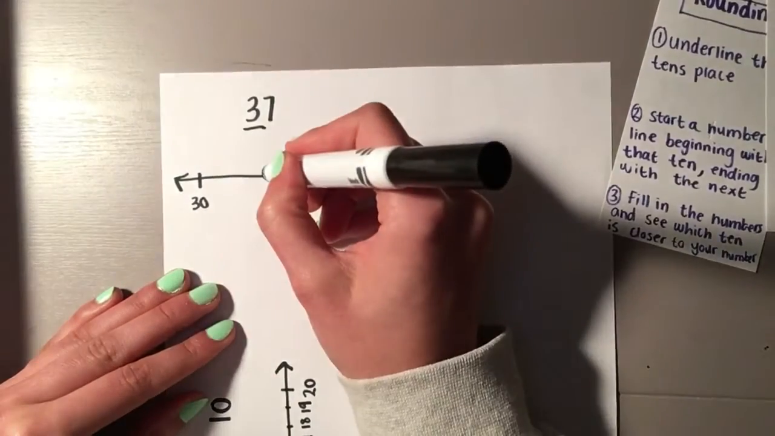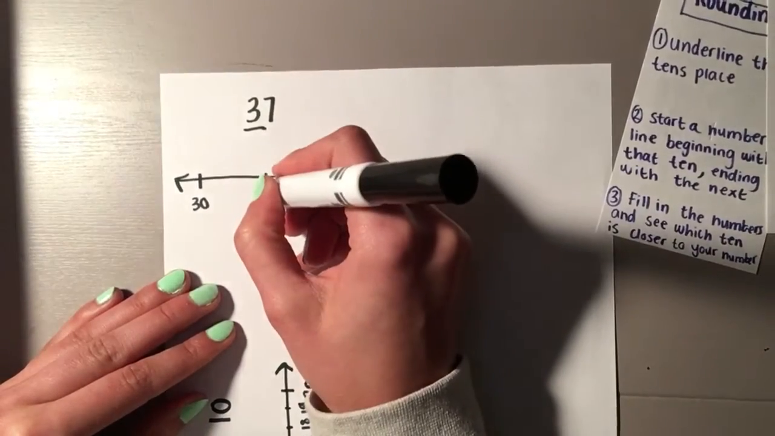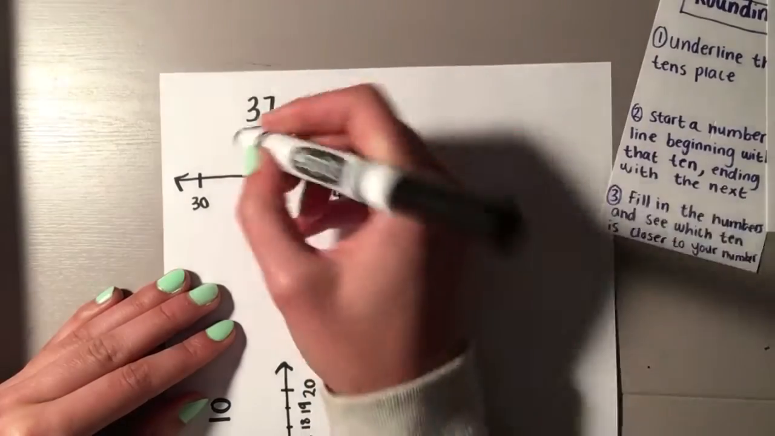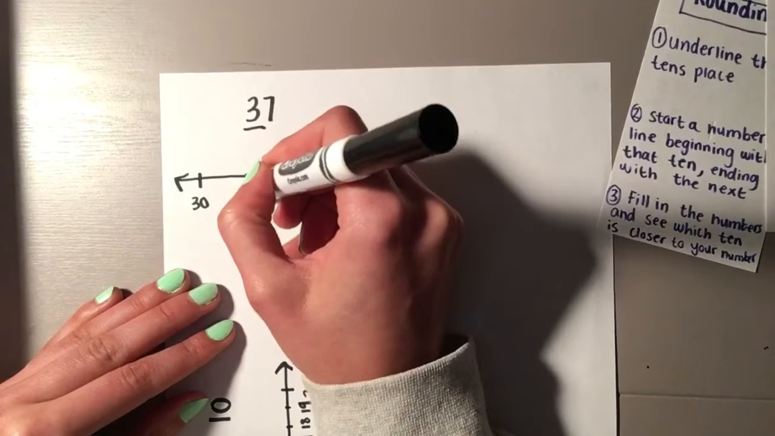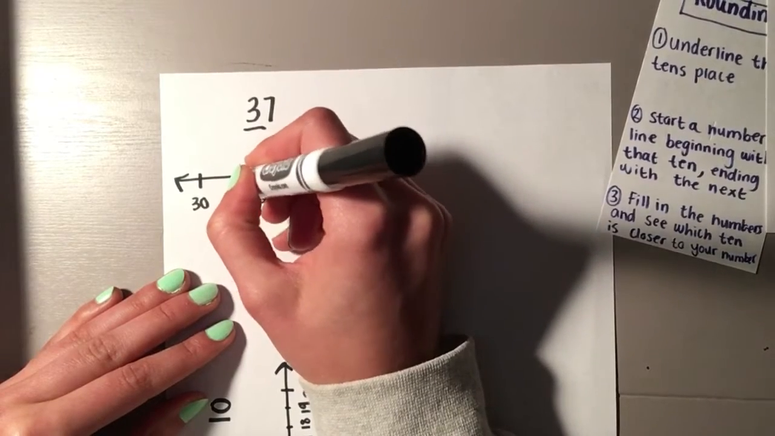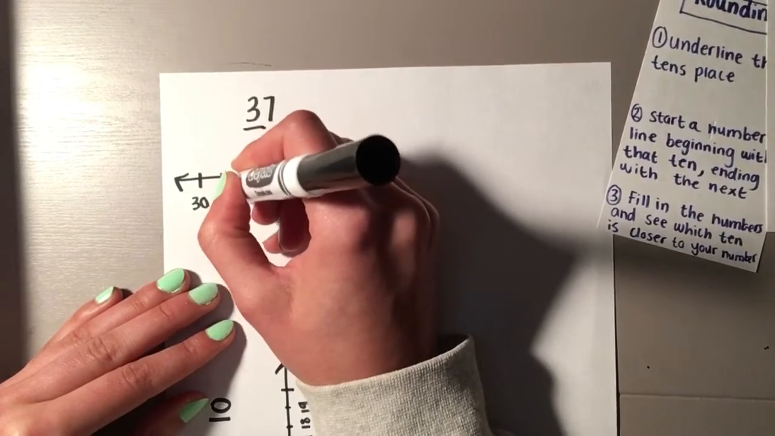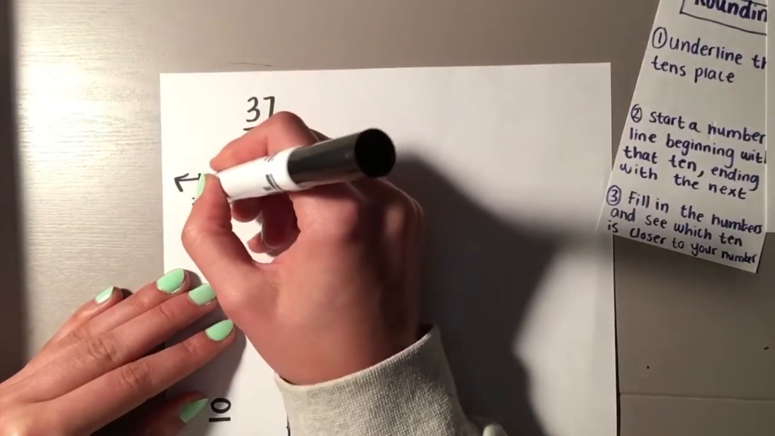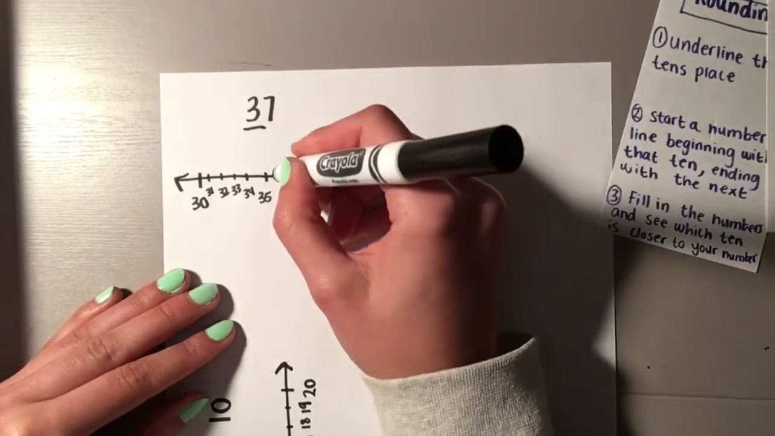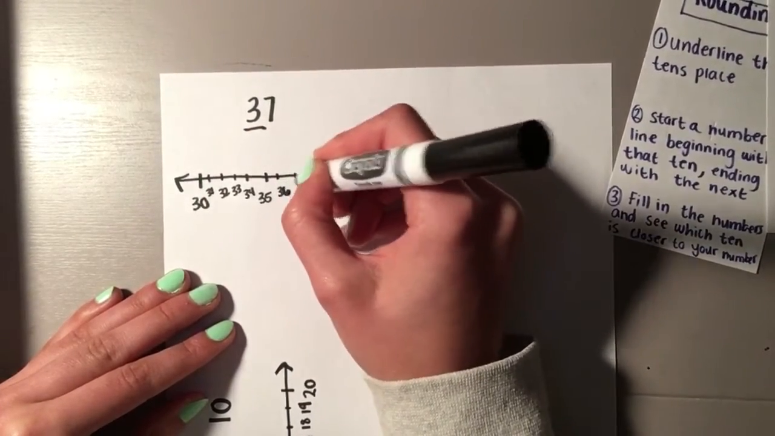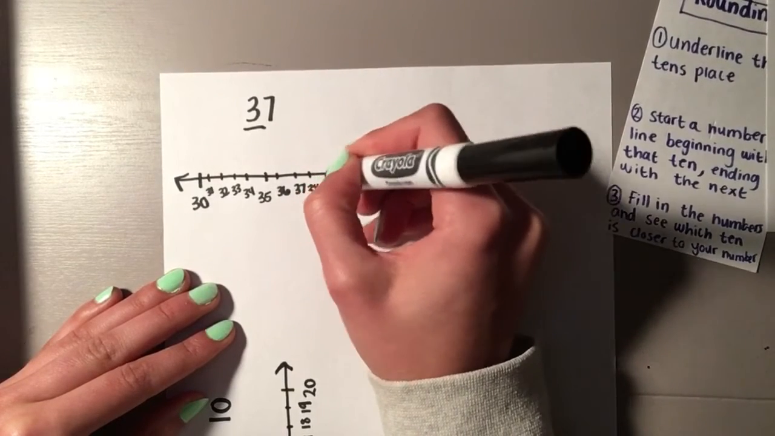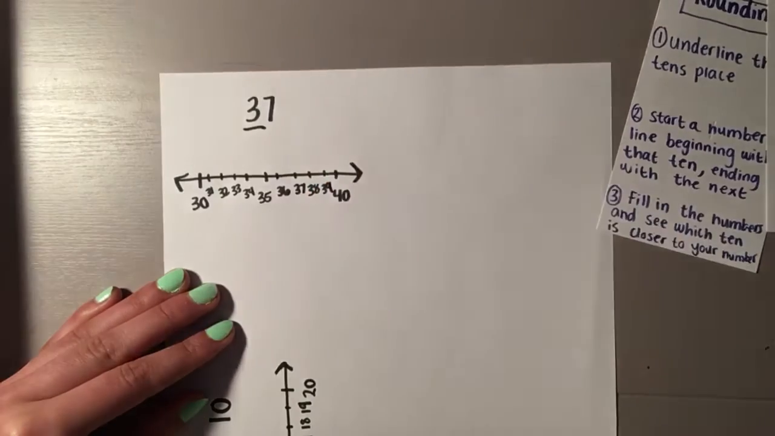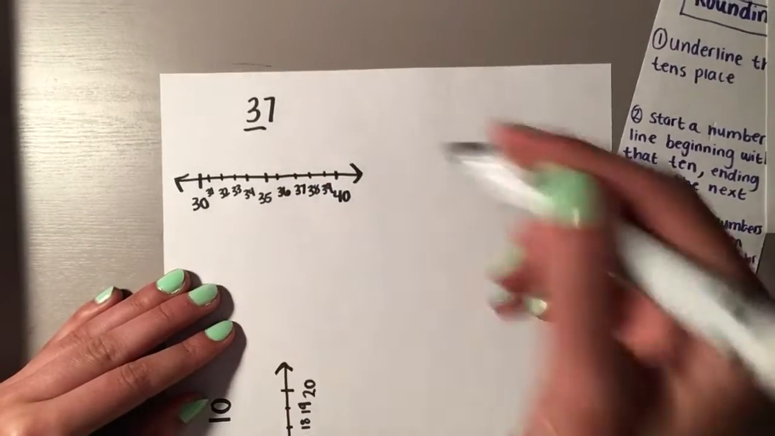Okay, so I'm going to do my thing again where I mark the middle. 5 goes in the middle, 35. And then I'm going to do, that would be 34, 33, 32. I think I need to get a smaller marker. 31, 36, 37. Oh, that's my number. 38, 39. Whew, I'm a little cramped, but I can still see.